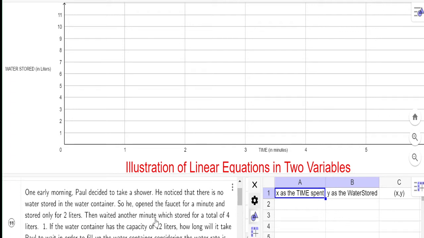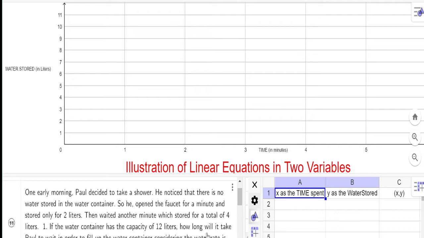Then he waited another minute. So 1 minute plus 1 minute becomes 2 minutes, which stored a total of 4 liters na. So isang minuto, 2 litro tubig. 2 minuto, 4 na litrong tubig. Now, unang tanong, if the water container has a capacity of 12 liters, kung ang balde ay may capacity na makapag-imbak ng 12 litrong tubig, how long will it take Paul to wait in order to fill up the water container considering the water rate is constant?